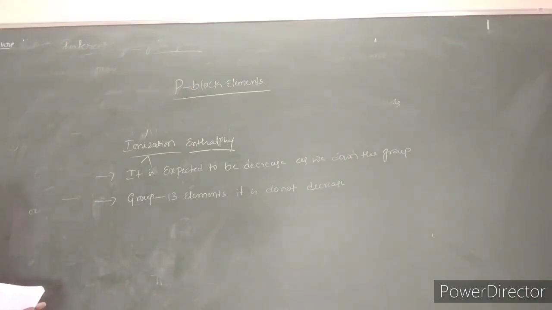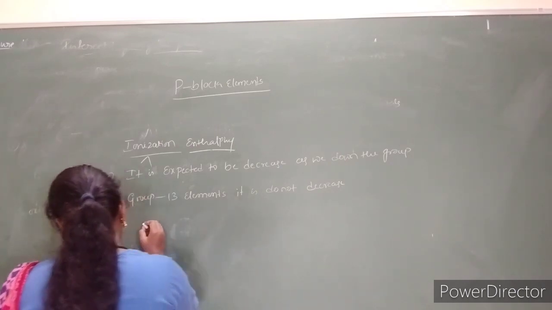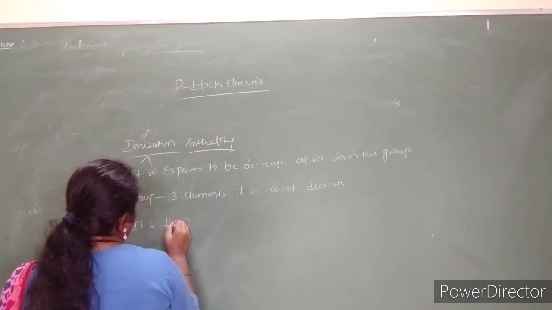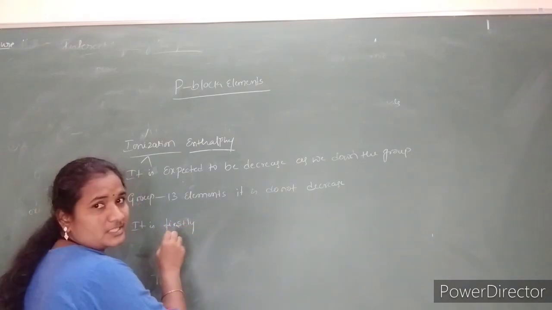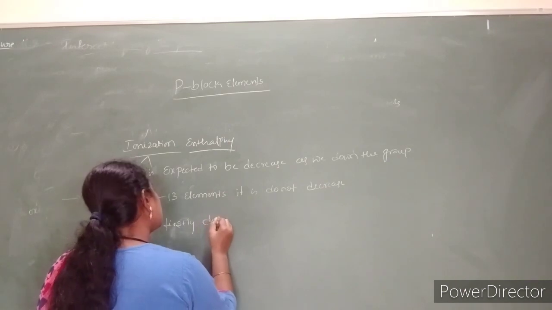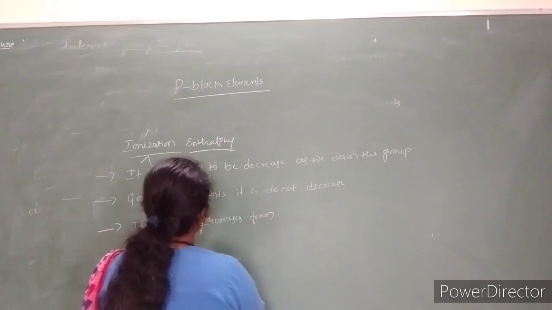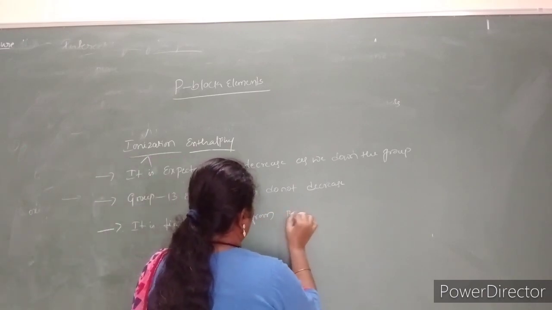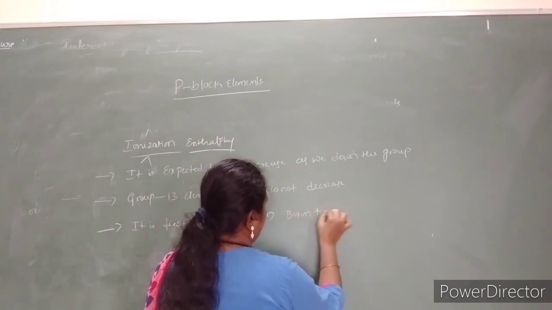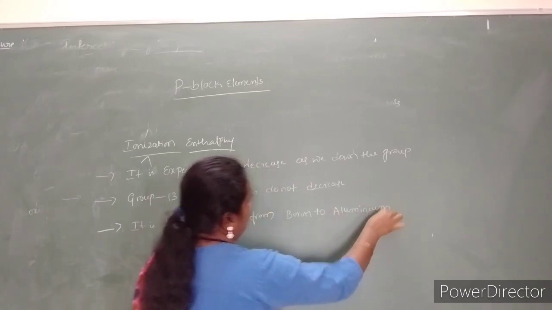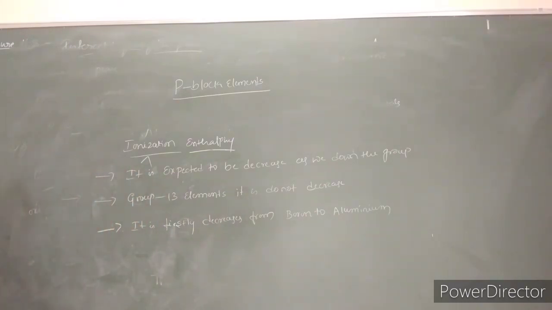It is also due to the difference in their electronic configuration. It decreases firstly from boron to aluminium, but after that it does not decrease.